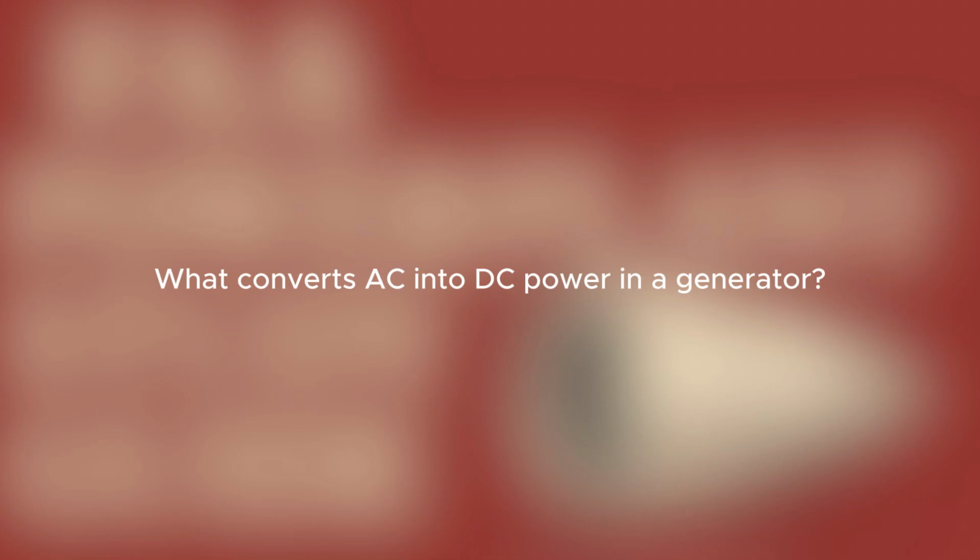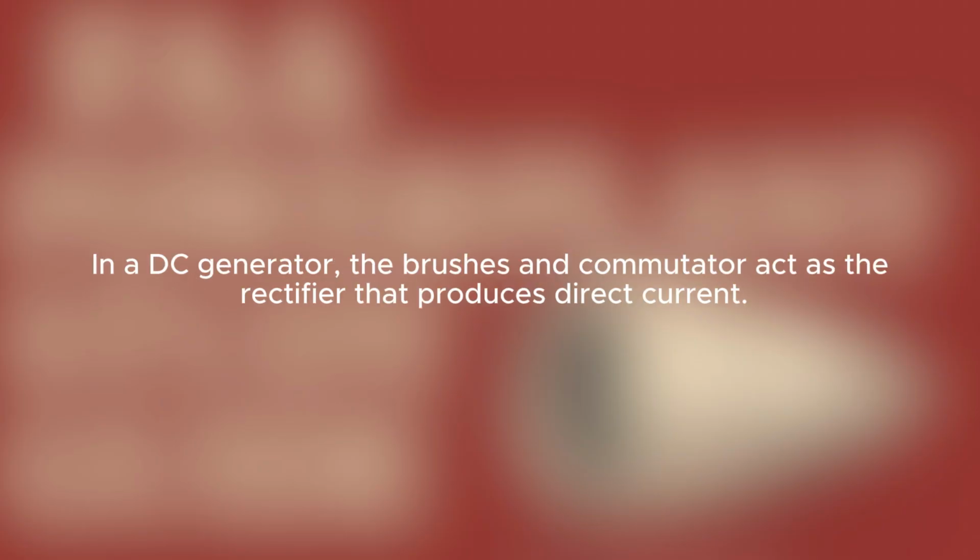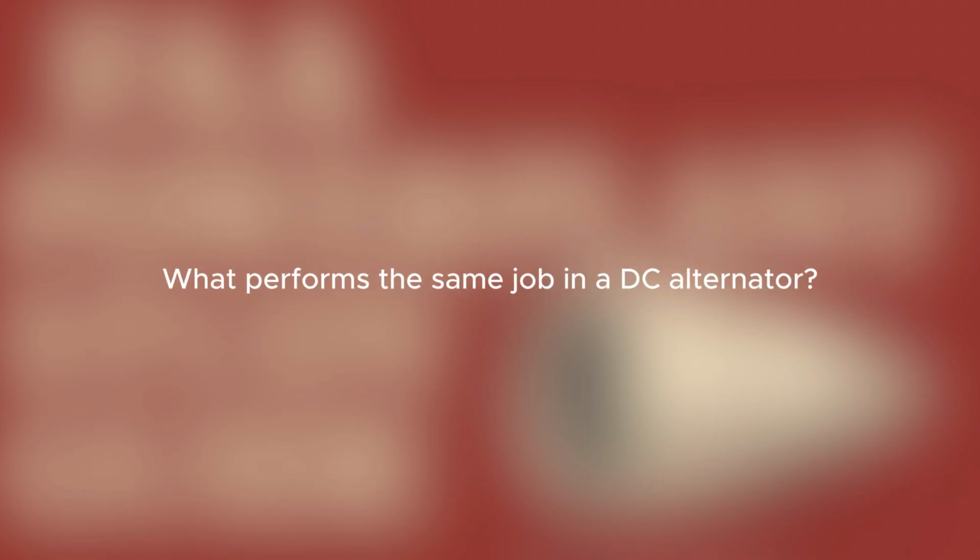What converts AC into DC power in a generator? In a DC generator, the brushes and commutator act as the rectifier that produces direct current. What performs the same job in a DC alternator? A DC alternator uses 6 solid-state diodes to convert alternating current to direct current.